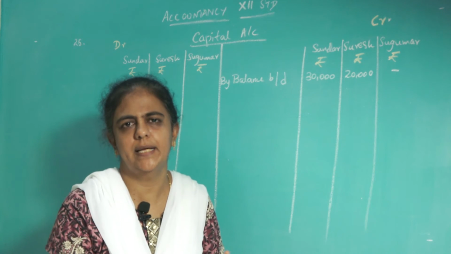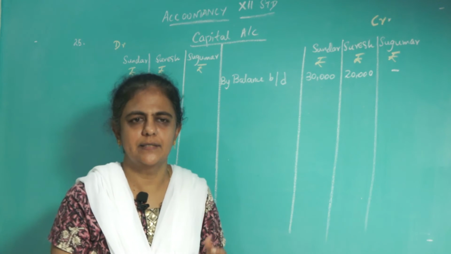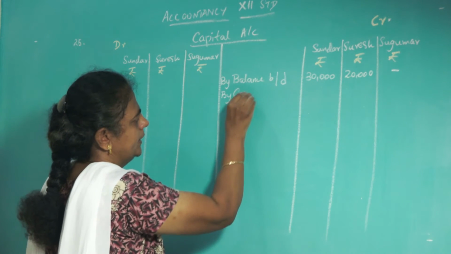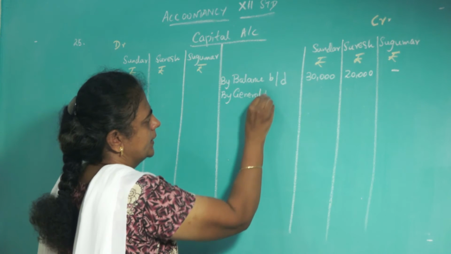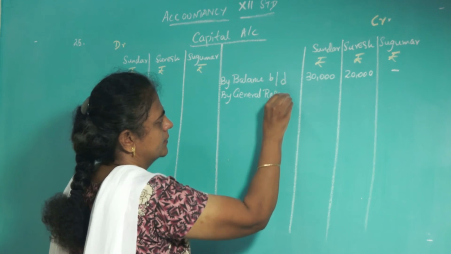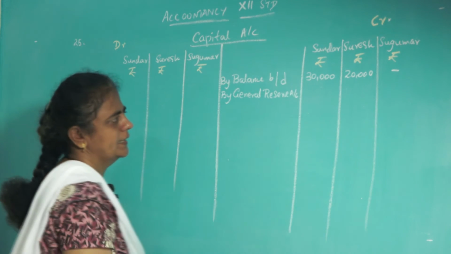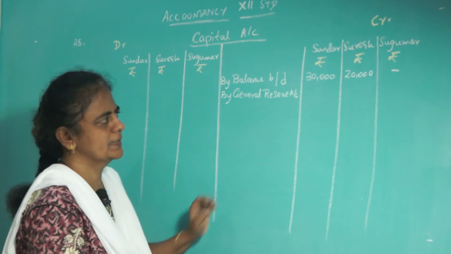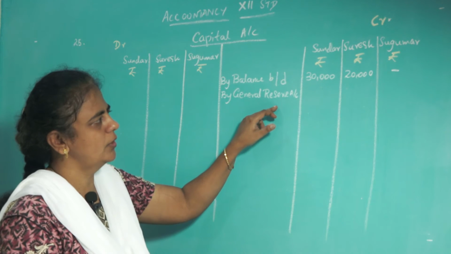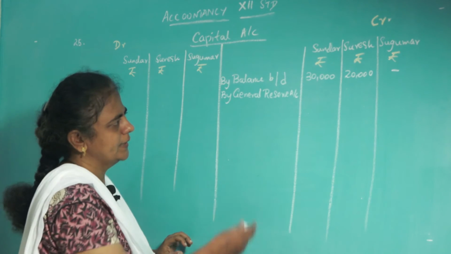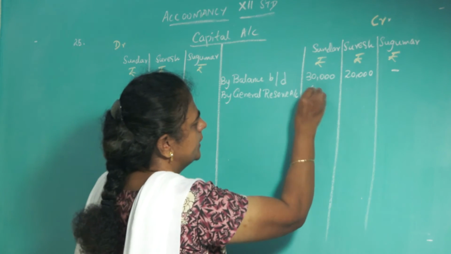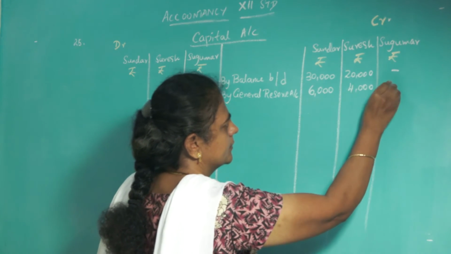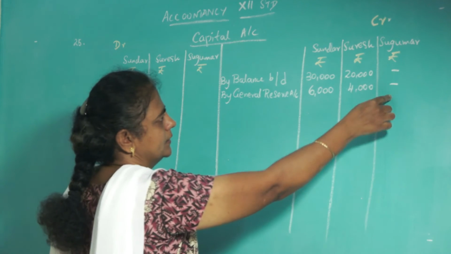Okay, so now what is given there in the question? On the liability side, general reserve is given. So just transfer the general reserve by general reserve account. This general reserve should be given to the two old partners in their old profit sharing ratio. How much is the general reserve? 10,000. What is the old ratio? 3:2. So 10,000 divided in the old ratio 3:2, that is 6,000 and 4,000. Nothing for the new partner.